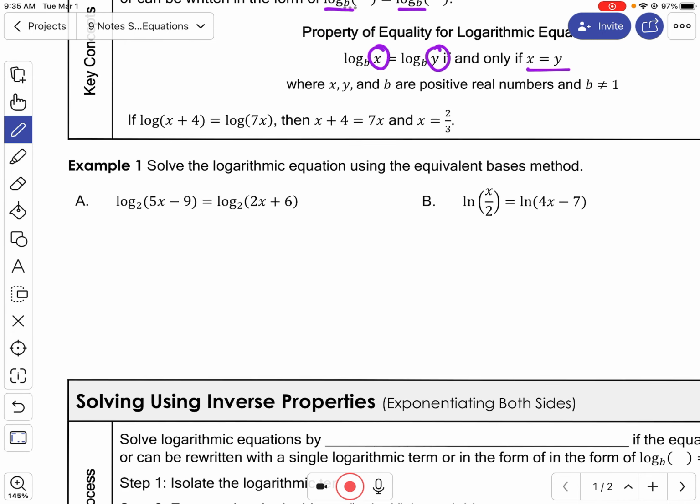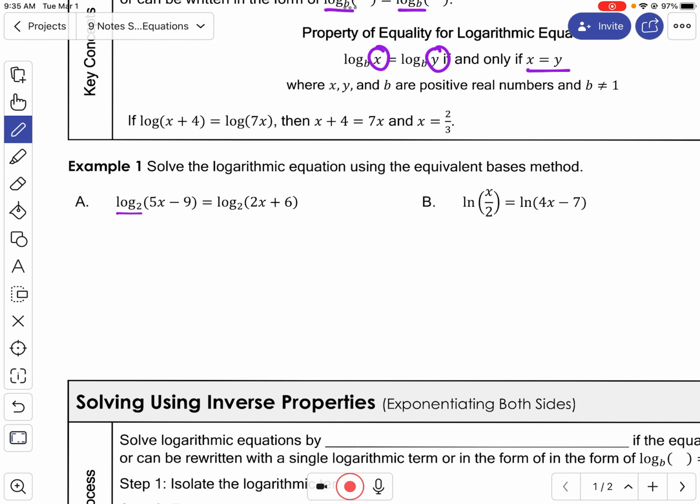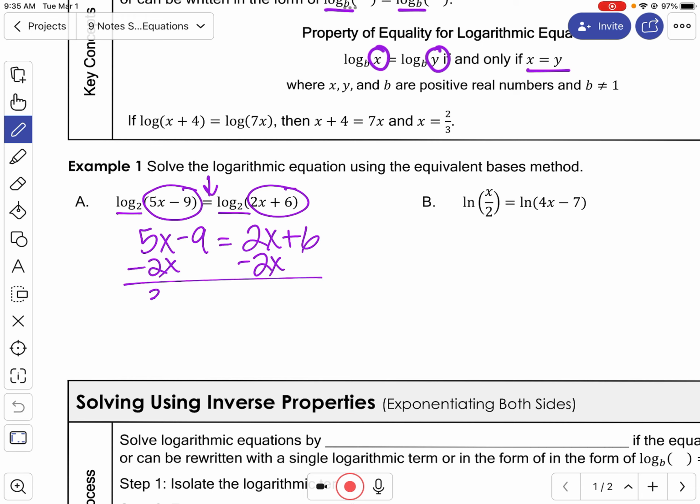So example 1, notice I have a log base 2 on the left and a log base 2 on the right. So I know that this part has to equal this if both logs are equal. So I'm going to set 5x minus 9 equal to 2x plus 6. And now I just have a linear equation. Subtracting 2x, that's 3x minus 9 equals 6. Add 9, you get 3x equals 15, so x will equal 5.